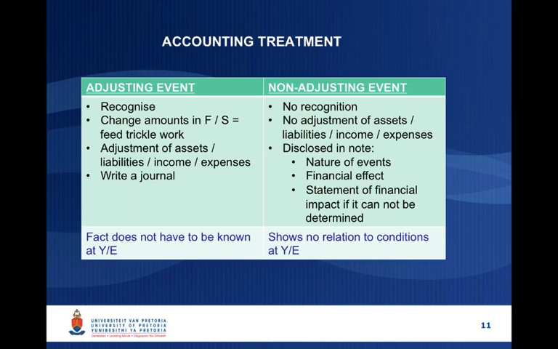And then it shows no relation to conditions at year end. So none of those conditions existed at year end. For example, if your inventory burned down after year end, that condition did not exist at year end. You did not know that your inventory would be burned down in a fire. So you will only disclose it in a note saying, for example, your inventory was damaged or you lost inventory in a fire. The financial effect, that you will probably get an insurance claim, and the financial effect is 60,000 Rand of loss, for example.